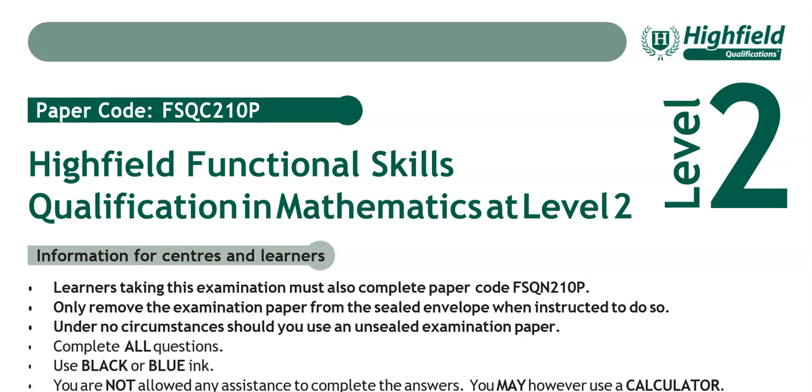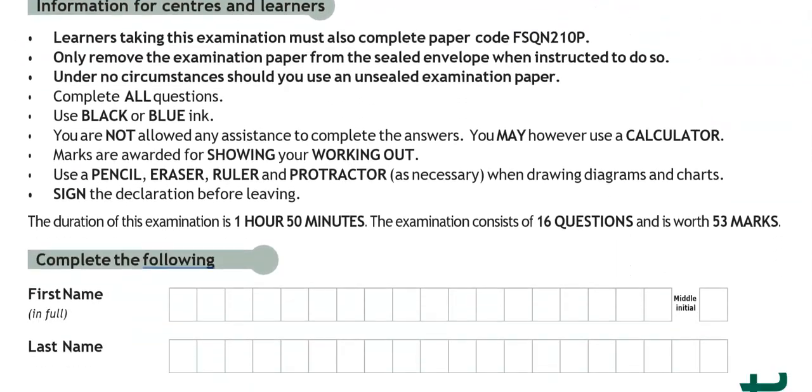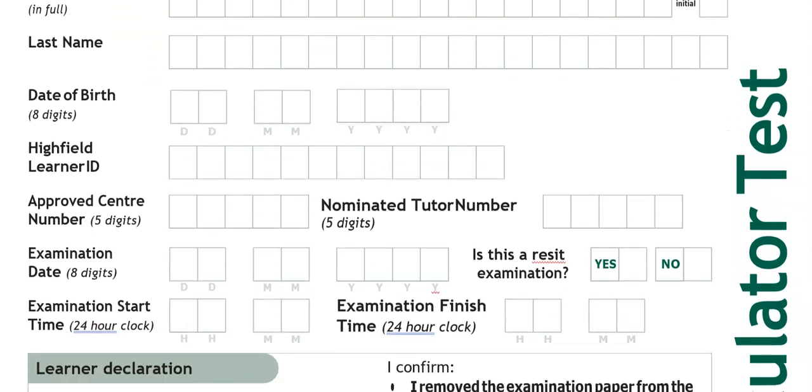This is the second part of a Level 2 Functional Skills Maths paper from Highfield. In this part, you can use a calculator. We'll have a look at the questions one by one.